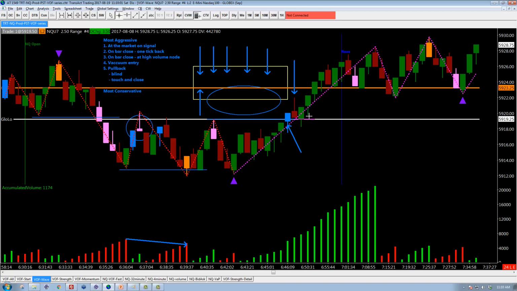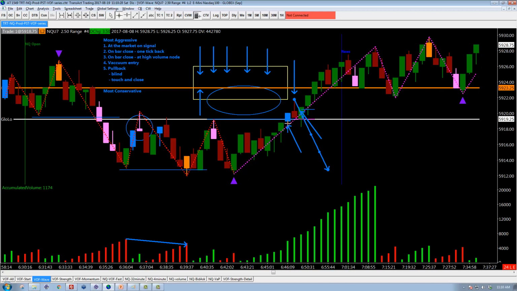All right. A little bit safer, a little bit more conservative on this vacuum entry is to let that bar close down and then wait for the next bar to close up and then get in here, one tick back off the high of that bar. All right, so sometimes you'll break through like this and the market will just collapse back down. All right, it's a false breakout.